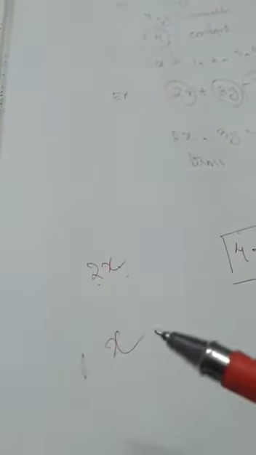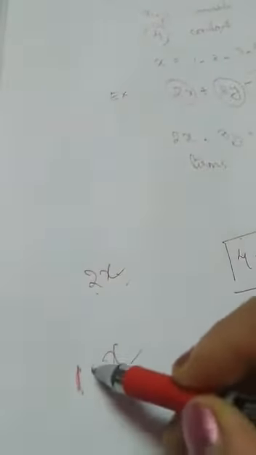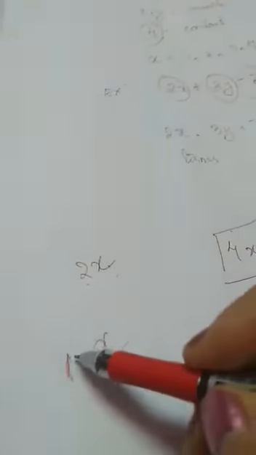Whenever we write only x, I can write this as 1x also, no? You will assume that there is always a 1, 1 into x. So that means 1 is also a constant. So this type of expression is called what? It is a monomial.